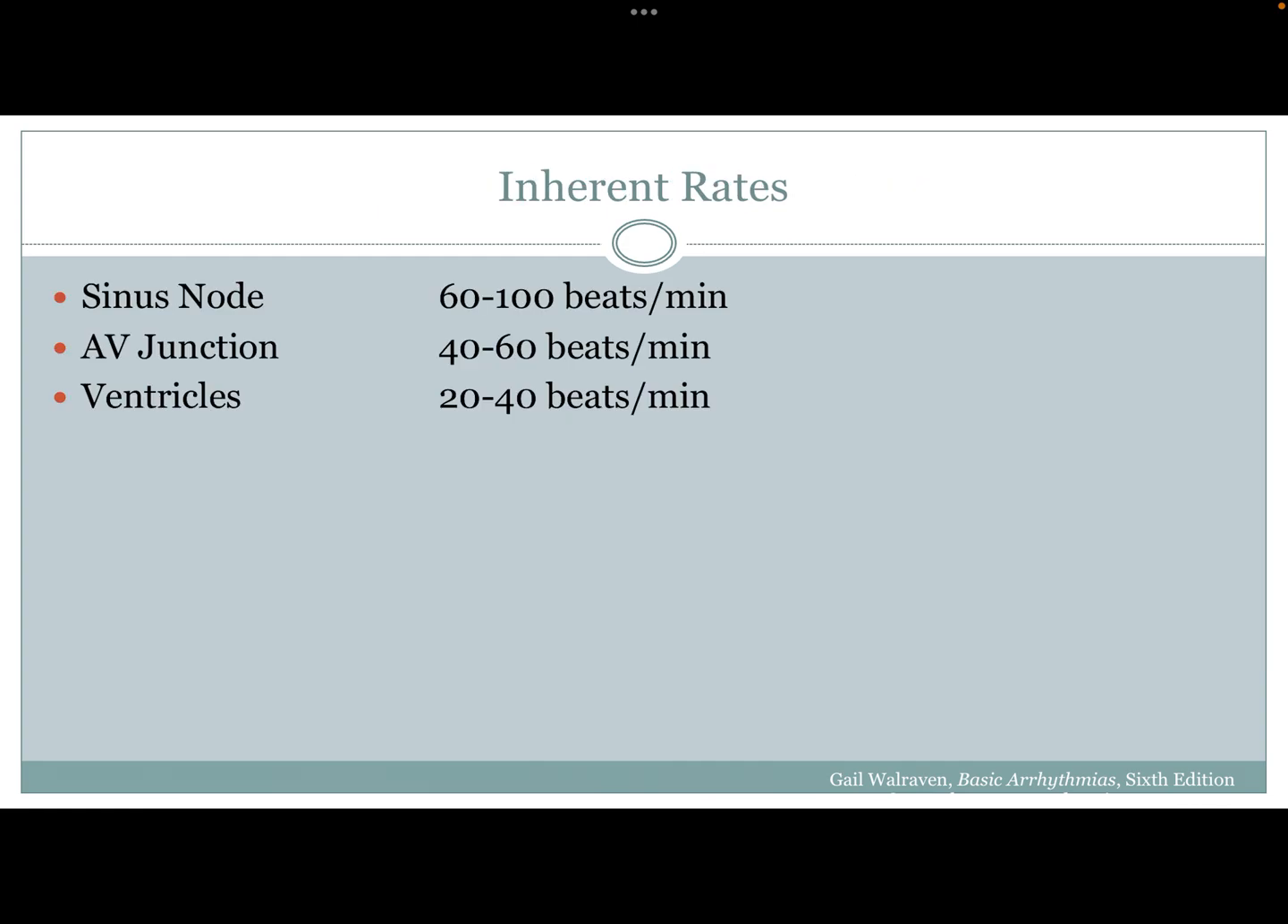So again, your AV junction, meaning the bundle of His and the AV node, 40 to 60 beats per minute. These are your inherent rates. The other term they use a lot is intrinsic. And the ventricles there at the Purkinje fibers beat at 20 to 40.